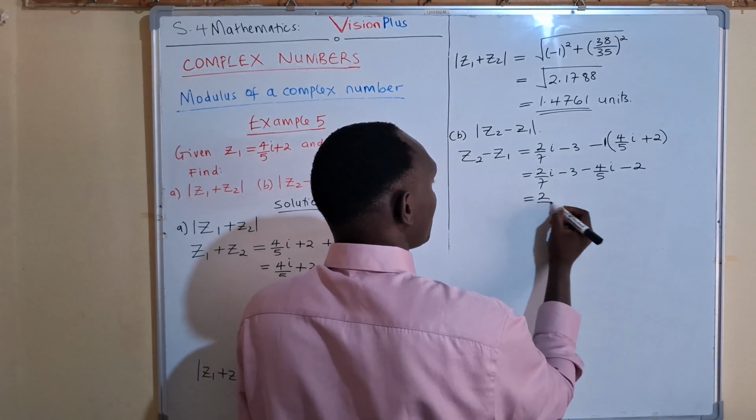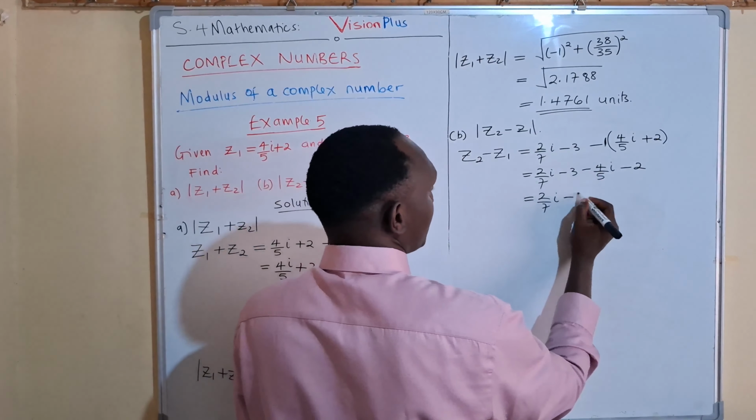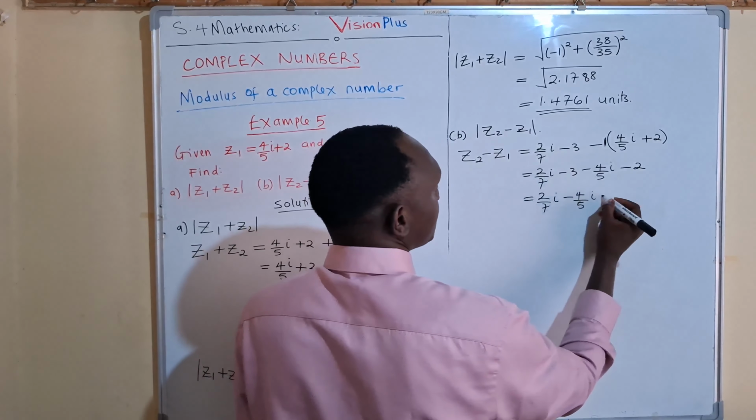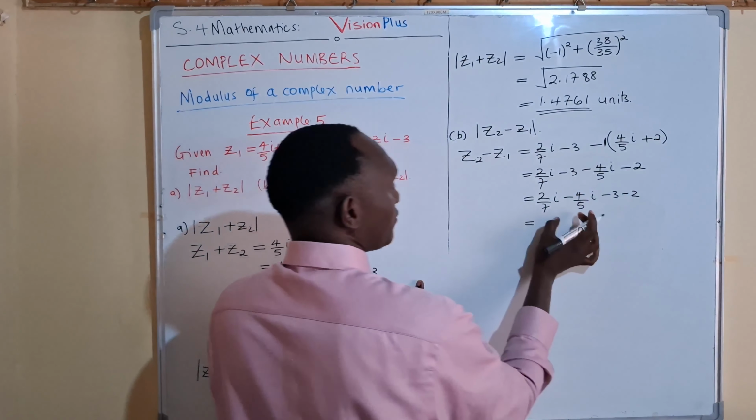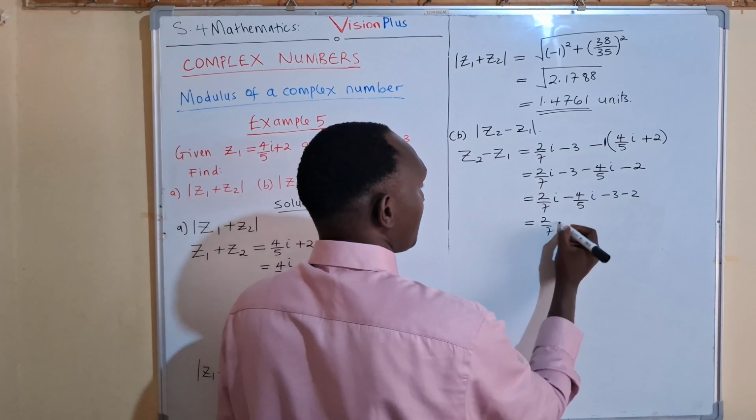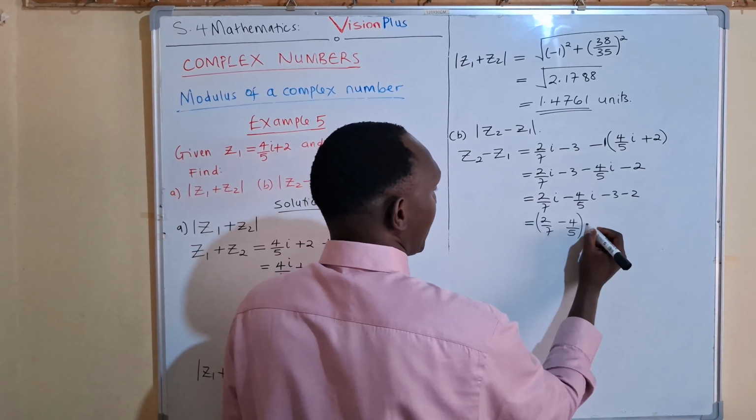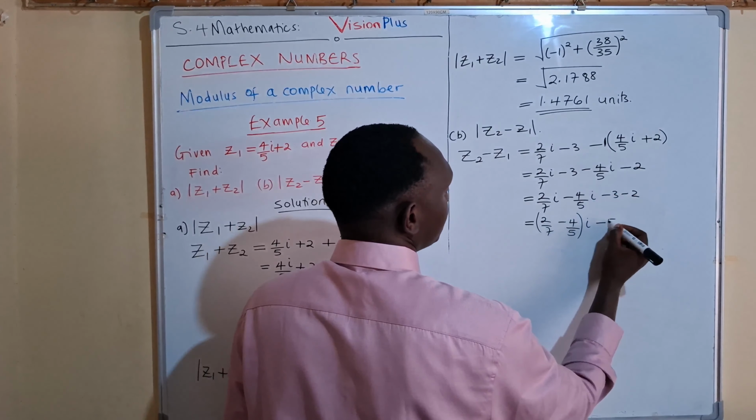This gives us 2 out of 7i. Then you bring the other imaginary part here, which is minus 4 out of 5i. And then you put negative 3 minus 2. Remember, here you can factor out i, so that you are left with 2 out of 7 minus 4 out of 5. I factored out i. Negative 3 minus 2 is simply negative 5.